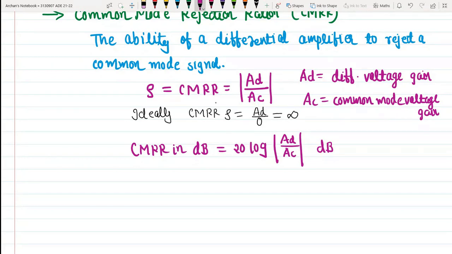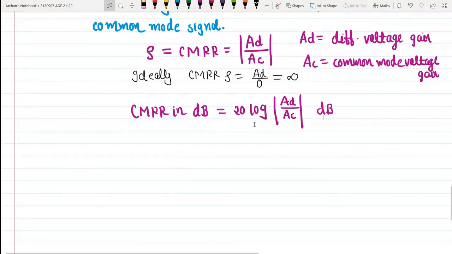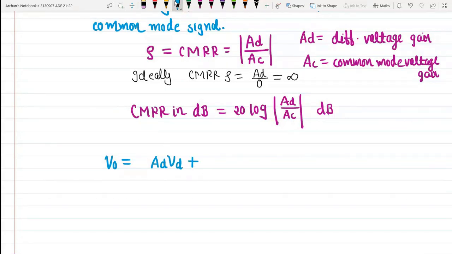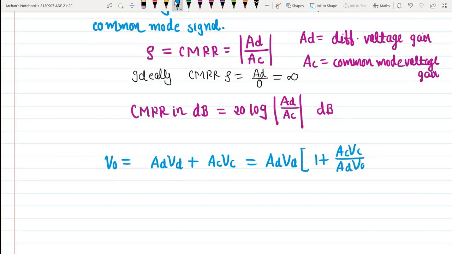Now, using this parameter, let us try to define the output voltage. Okay, so we will try to define the output voltage in terms of CMRR now. We have this output voltage equation V0, which is given by AD times VD plus AC times VC. Okay, so let us take AD VD common out of this equation, then it will be equal to 1 plus AC VC divided by AD VD.